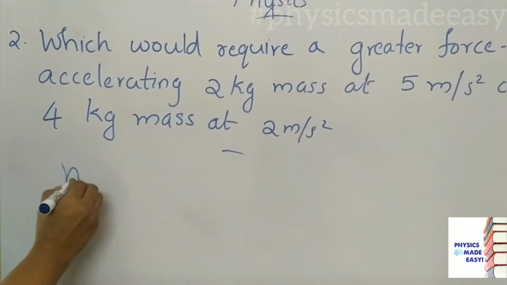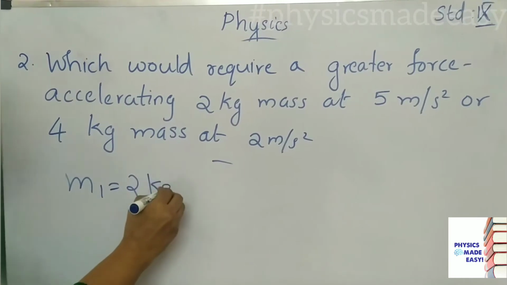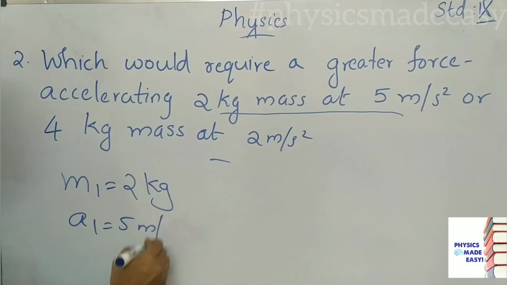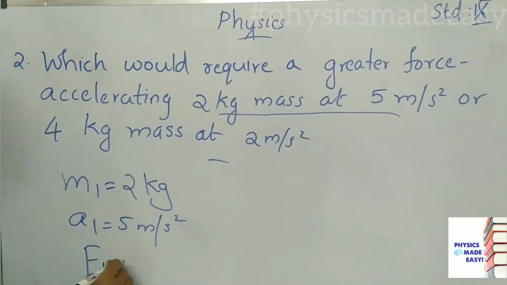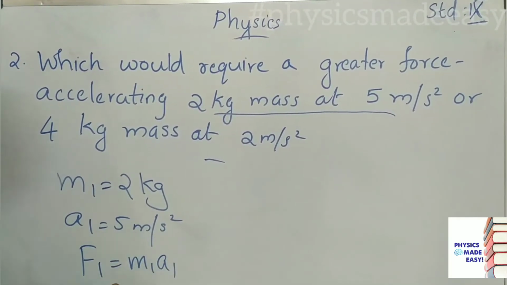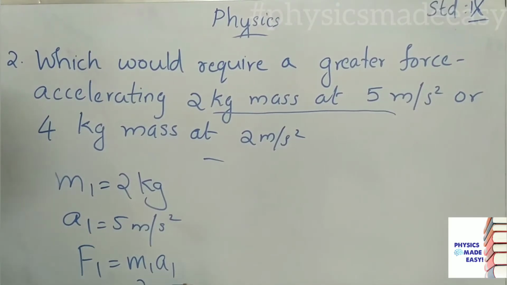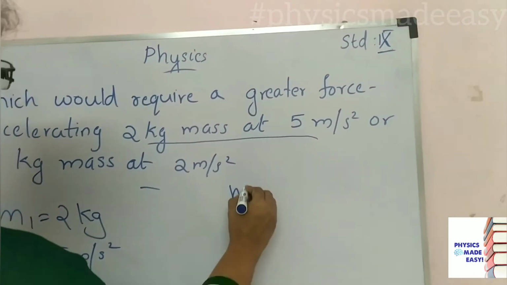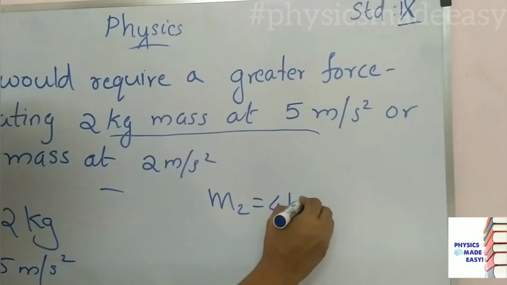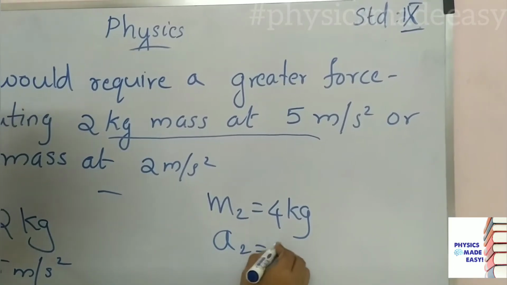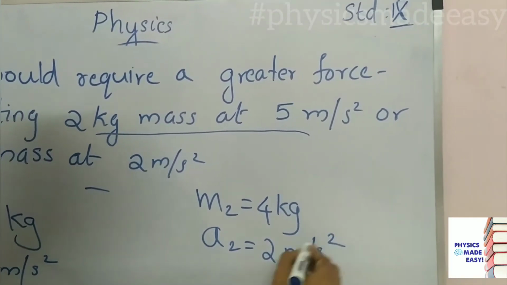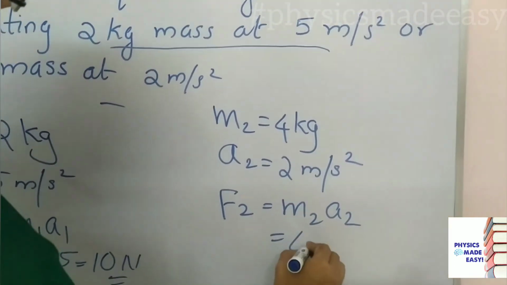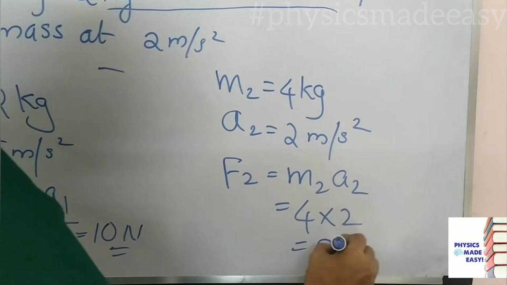So here we can write m1 is equal to 2 kg, this one. Acceleration you can write as 5 meter per second square. So F1 is equal to m1a1, that is 2 into 5, that is equal to 10 Newton. Then for second case you can write m2 is equal to 4 kilogram. Acceleration is 2 meter per second square. Then force is equal to m2a2, 4 into 2, that is equal to 8 Newton.